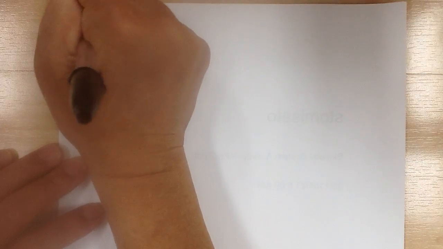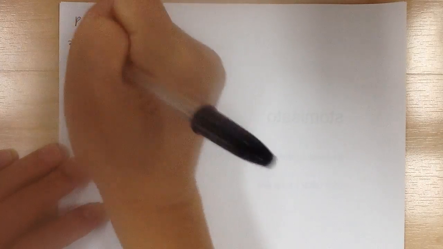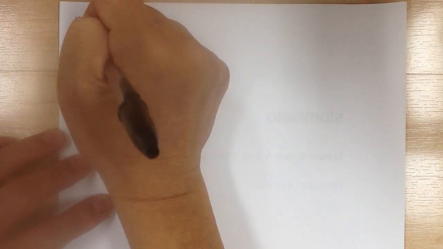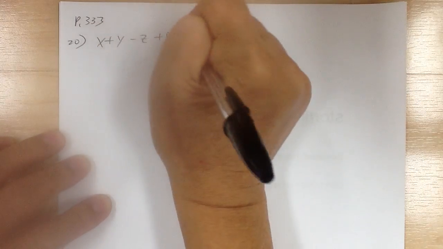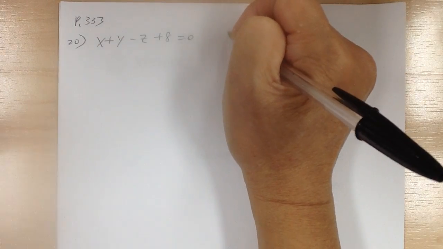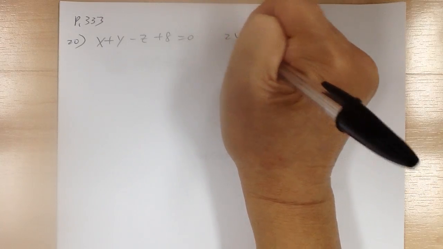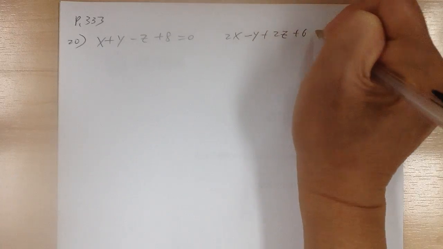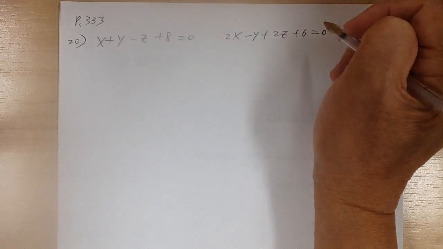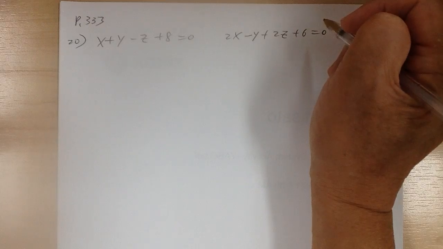Let's go to page 333, number 20. So number 20, you have these two equations. You have x plus y minus z plus 8 equal to 0, and 2x minus y plus 2z plus 6 equal to 0. For this kind of problem, first you have to find two points.